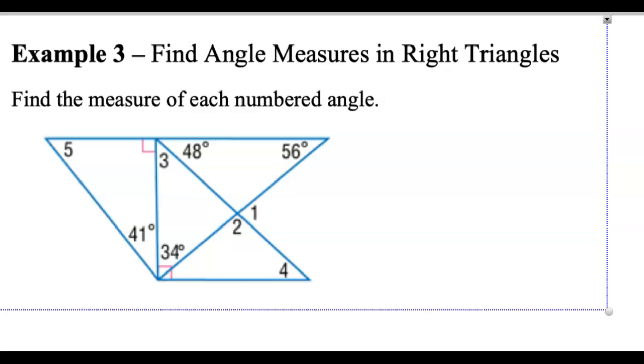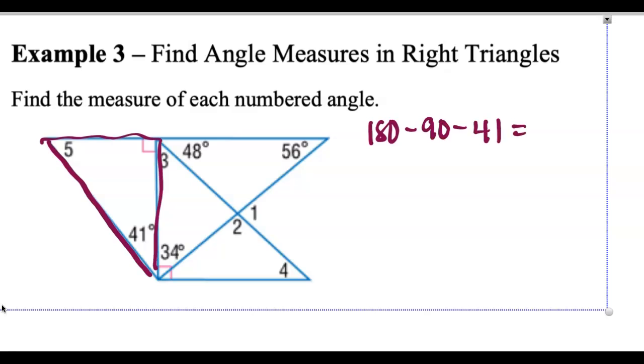So here again, we have some more examples of finding angle measure. In this first example, we want to just find the ones that we think might be the easiest ones to find. So let's go with this triangle here. To me, I see that that whole triangle is going to have a sum of 180. So to get the measure of angle 5, I can subtract 90 and then subtract 41. If I know that, then I can go ahead and find some of these other angles.